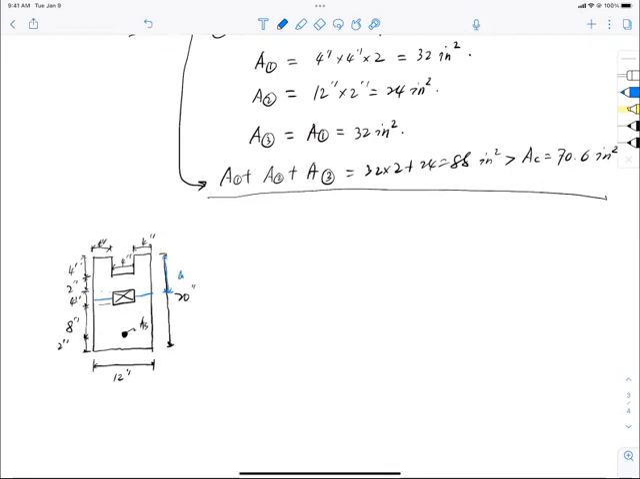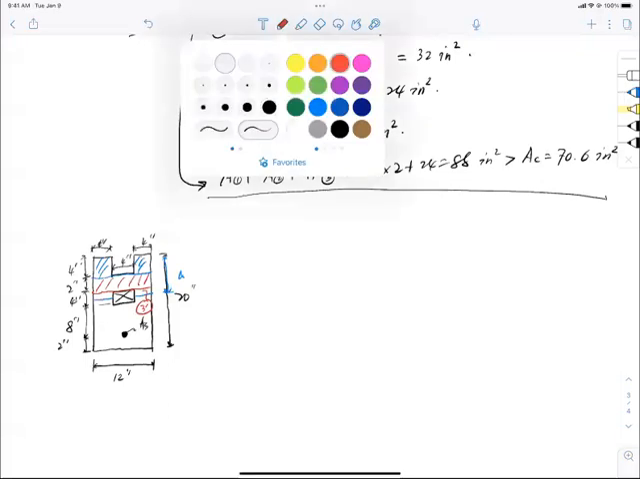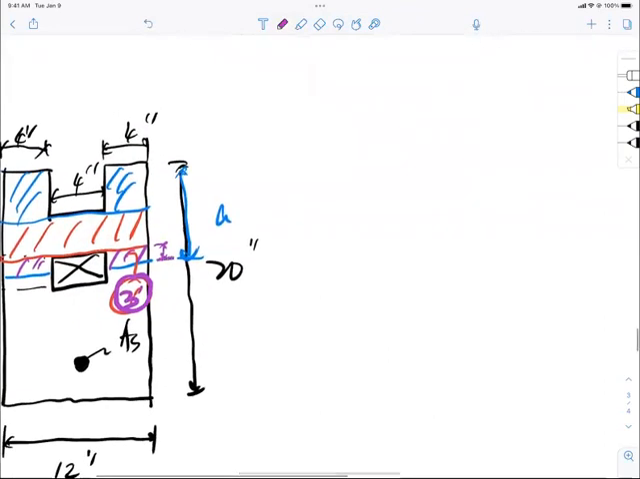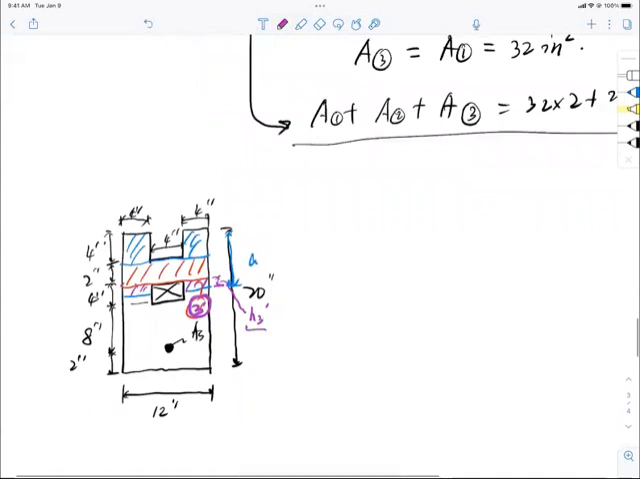Now I need to find that out. How about I use my zone 1 and zone 2, and I call this zone 3 prime. Let me use a purple color to make it a little different. And to further differentiate, let me call this tiny height H3 prime. Now my job is to find out this H3 prime.